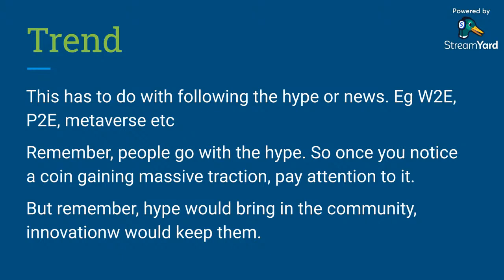When people are talking about play to earn, just go on CoinMarketCap. I'm going to teach you how to use CoinMarketCap. Go on CoinMarketCap, check your play to earn coins, and start checking from there. Since play to earn is already trending, it's not going to be long before something in that particular ecosystem begins to trend. So if you have an idea of the trend, you can capitalize on it.